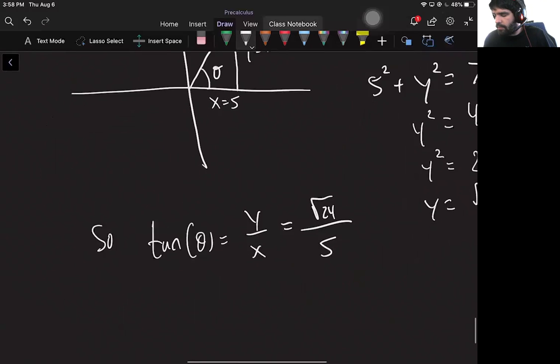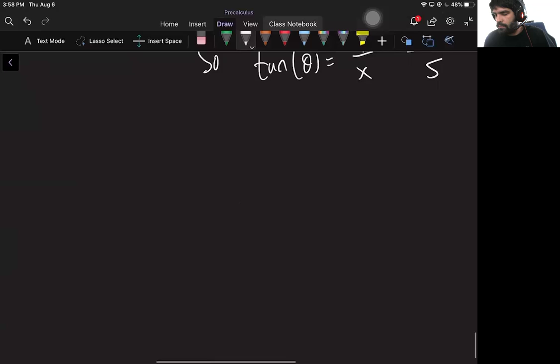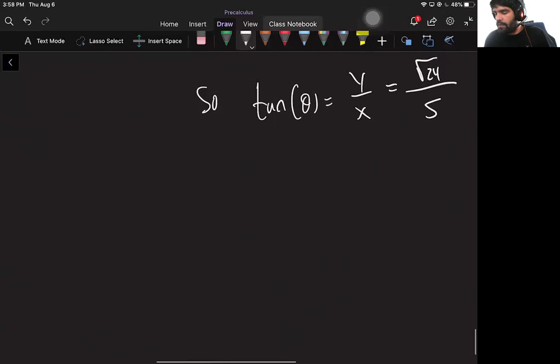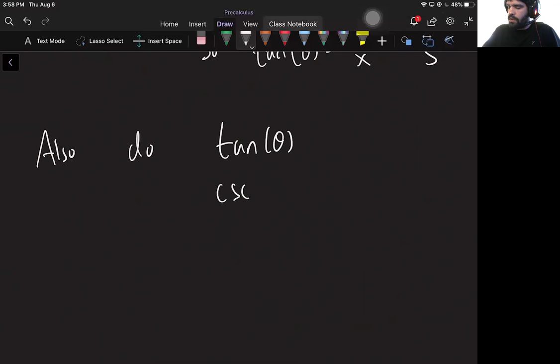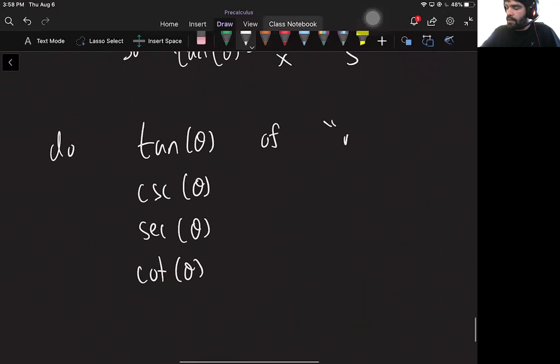So there's many more problems like this. And the other types of problems are to fill out sine, just like we did sine and cosine of good angles, we also do tangent, cosecant, secant, cotangent of those same nice angles.